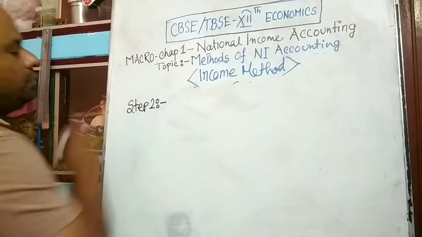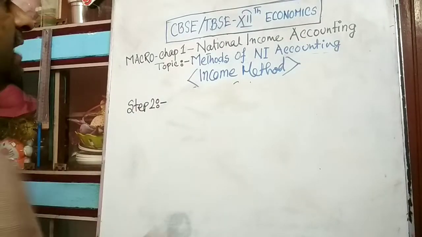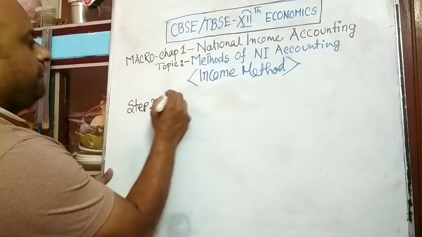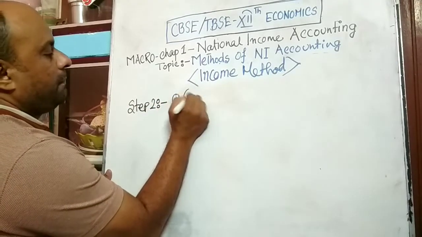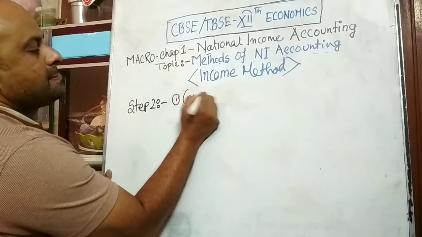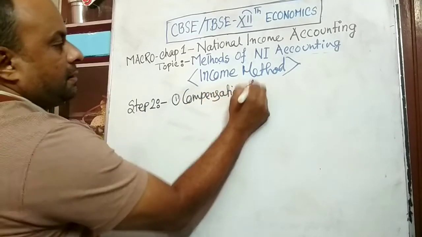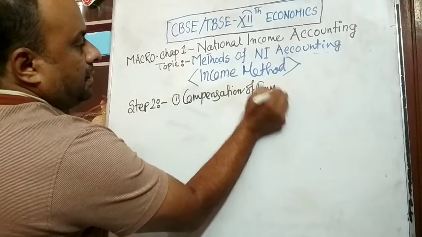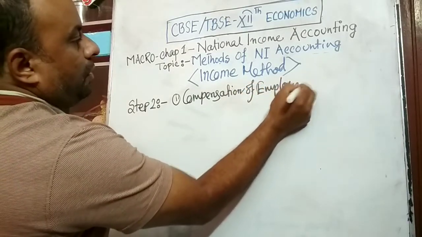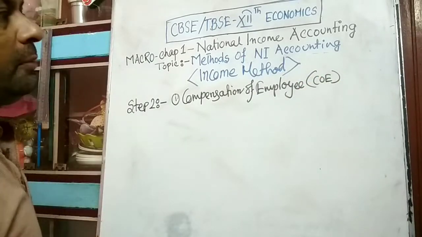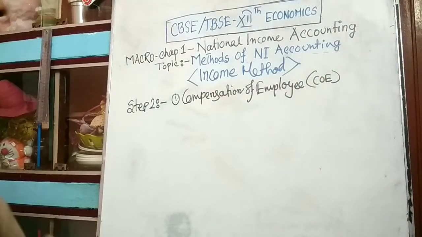Now step 2. In step 2, we have to classify the various factor incomes. Four factor incomes are there. First one is compensation of employees, COE in short form. A lot of abbreviations you will get in this chapter. You have to remember them.